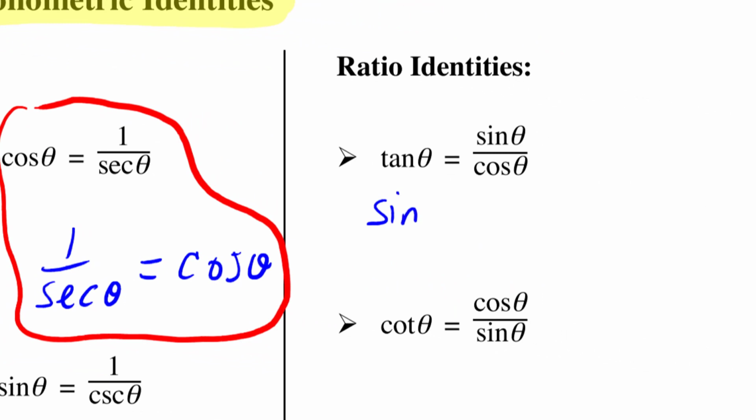And here we see that tangent is sine over cosine, but if we see sine over cosine theta in an expression, we can write it as tangent theta.